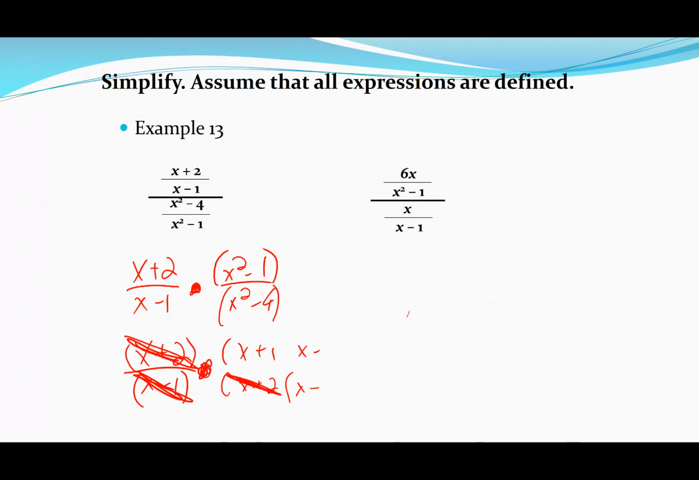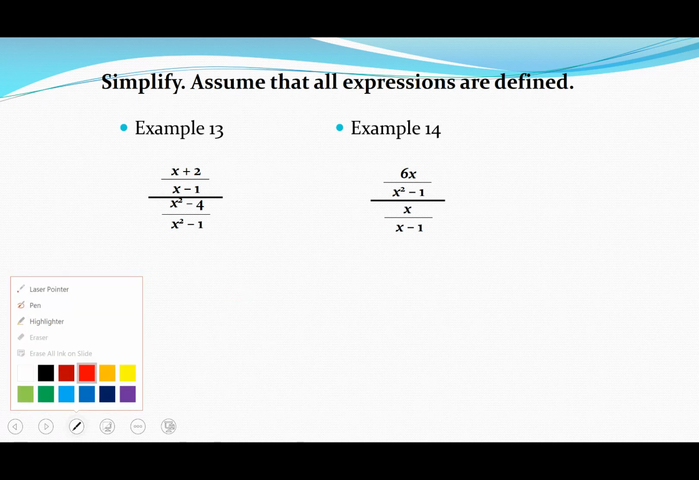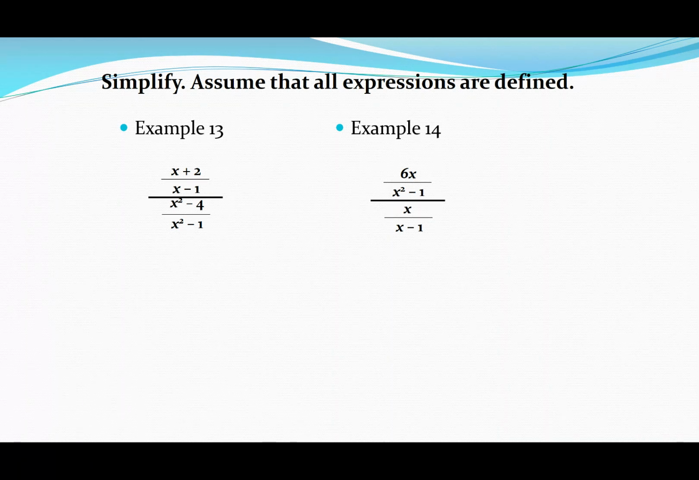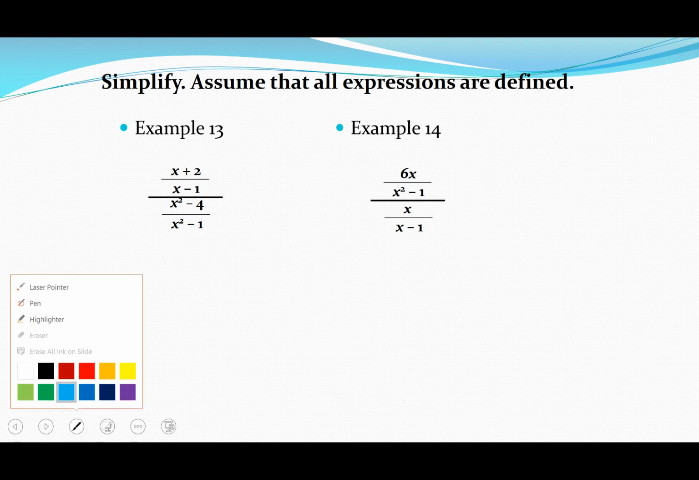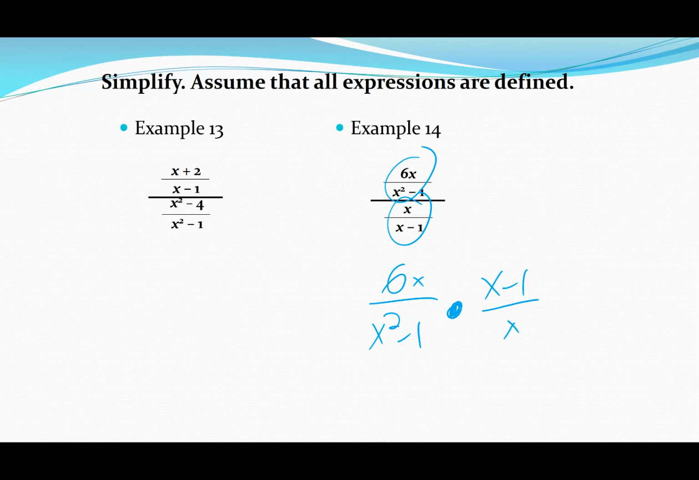So let's look at example 14. Let me erase this. It's just getting messy. I make too many slashes. All right. So 6x over x squared minus 1. Remember, we'll keep this, change this to multiplying, and then flip this. So I'll rewrite it as 6x over x squared minus 1 times the flipped version of that bottom part: x minus 1 on top and x on bottom.